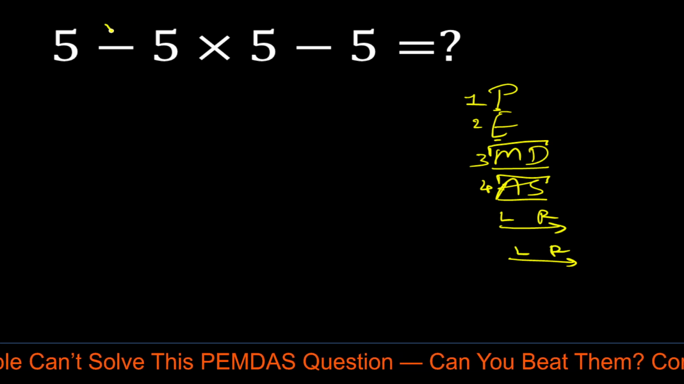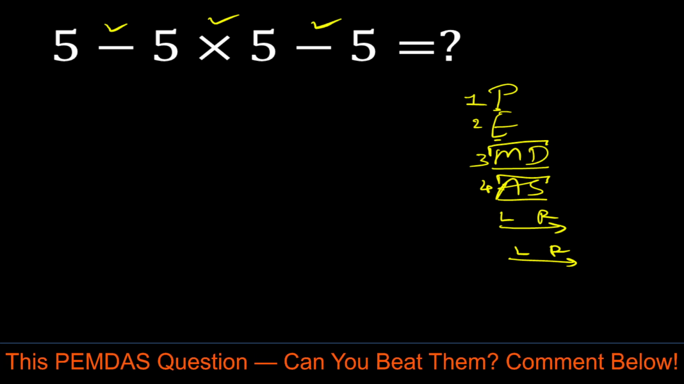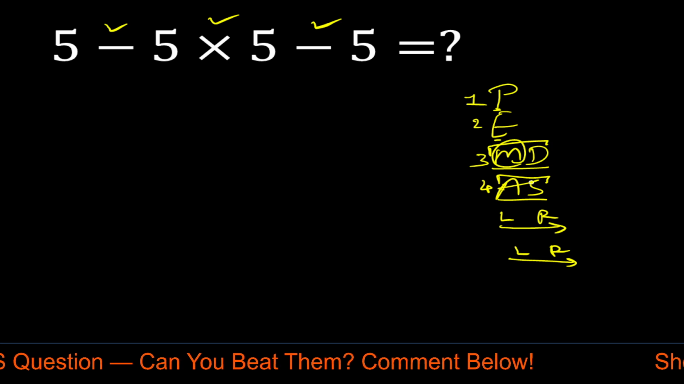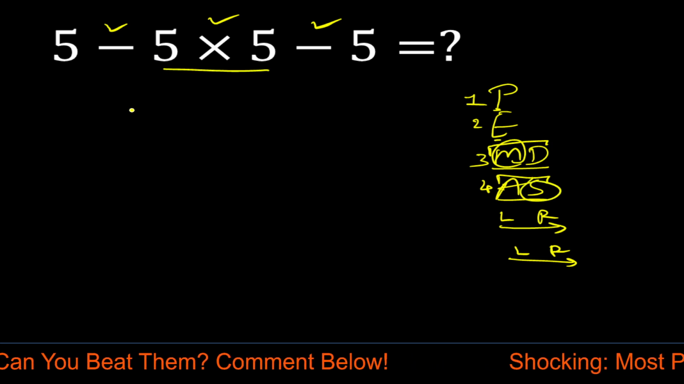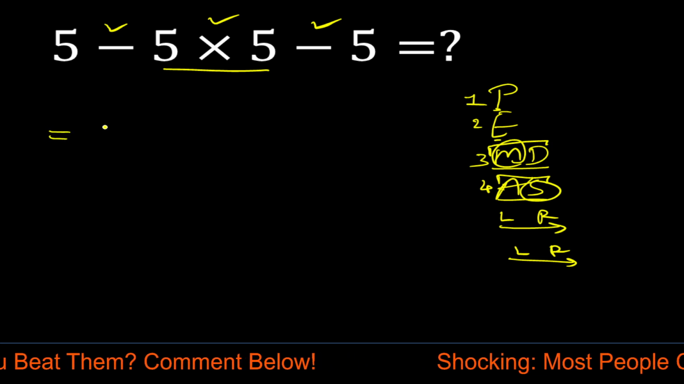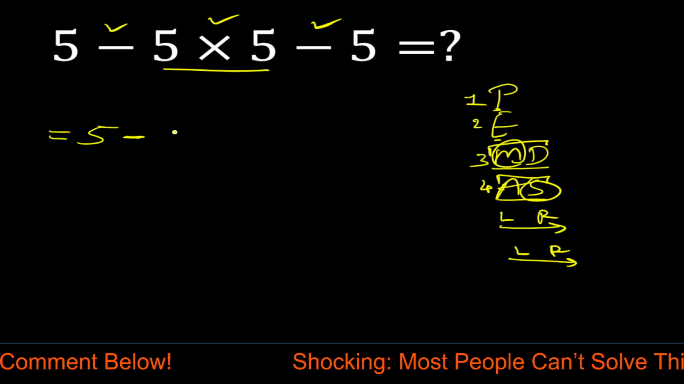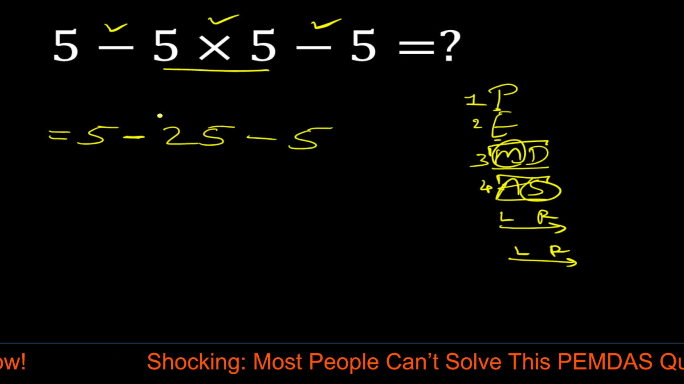So in this question, here we have subtraction, here multiplication, and here subtraction. So according to the PEMDAS rule, first we have to solve multiplication, then we have to solve subtraction, right? So first we have to solve this multiplication. So now 5 minus, now solve this multiplication, 5 times 5 is equal to 25, minus 5.